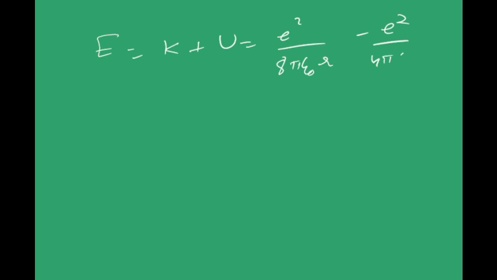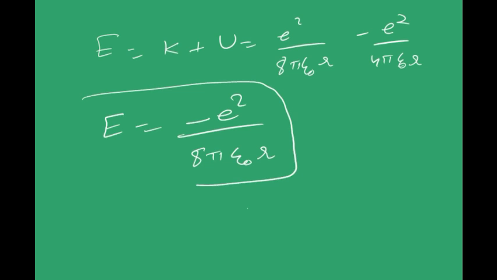So my total energy will be the sum of kinetic energy plus potential energy. When I add them, I got the kinetic energy to be e square by 8 pi epsilon naught r, and the potential energy as minus e square by 4 pi epsilon naught r. So the total energy is minus e square by 8 pi epsilon naught r. This is the total energy of an electron which is revolving in an orbit of radius r.